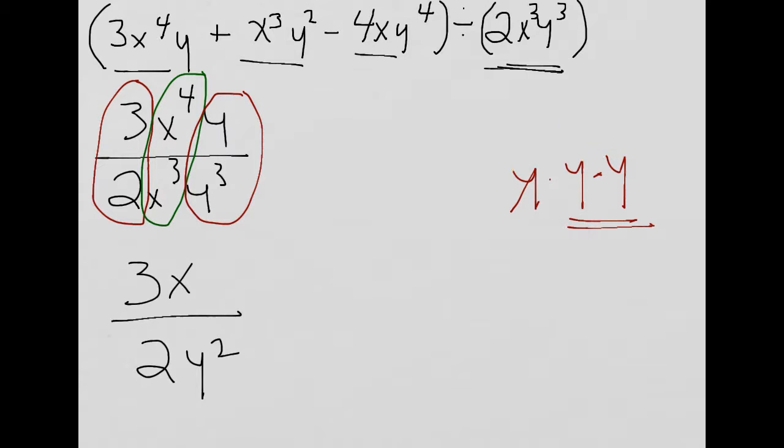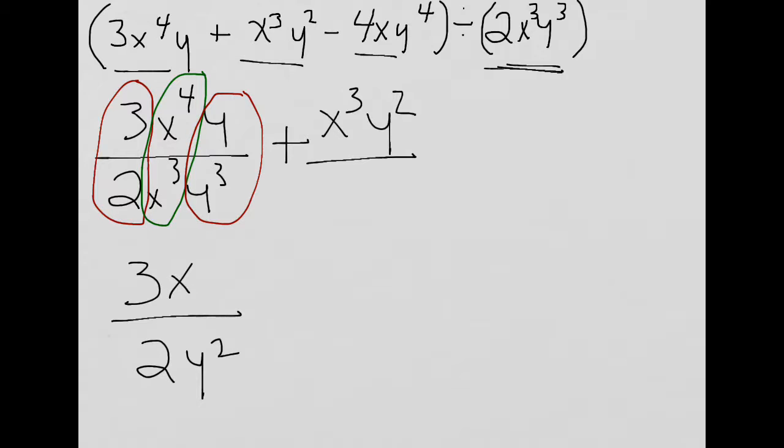Then we're going to look at the second one, so I'm just going to write that out and erase that so we can see what we're doing. So it's plus x^3y^2 over 2x^3y^3. There's no number out front here, but you can always assume there is a 1 there. They're both positive, so our next one's going to be positive, and 1 divided by 2 is just going to remain 1 over 2.